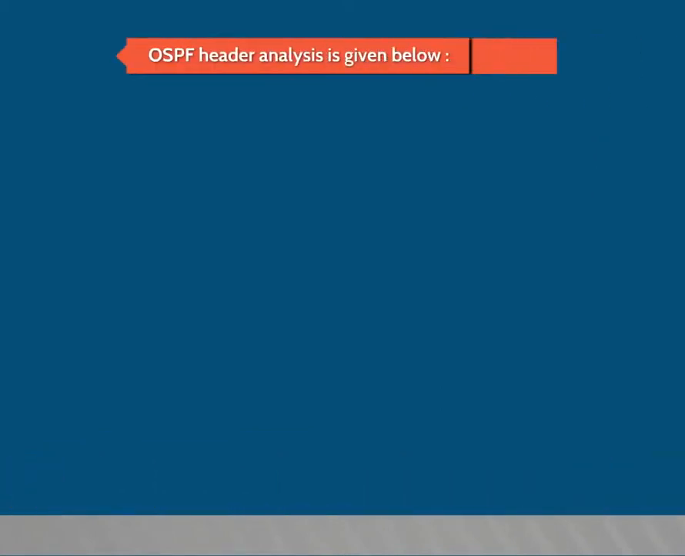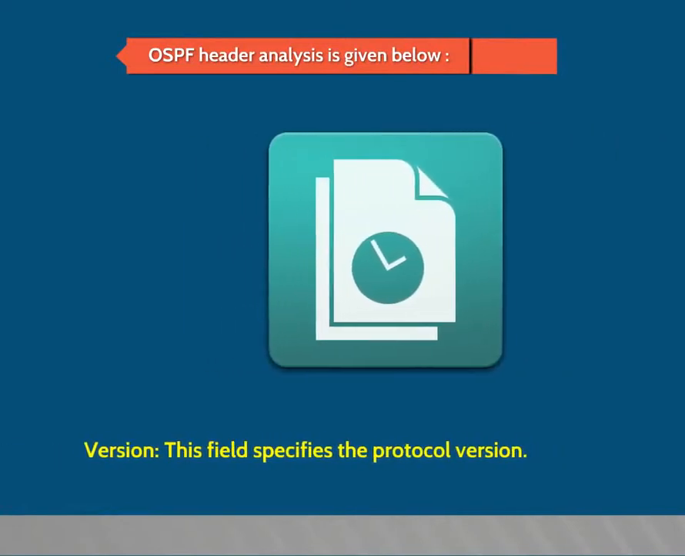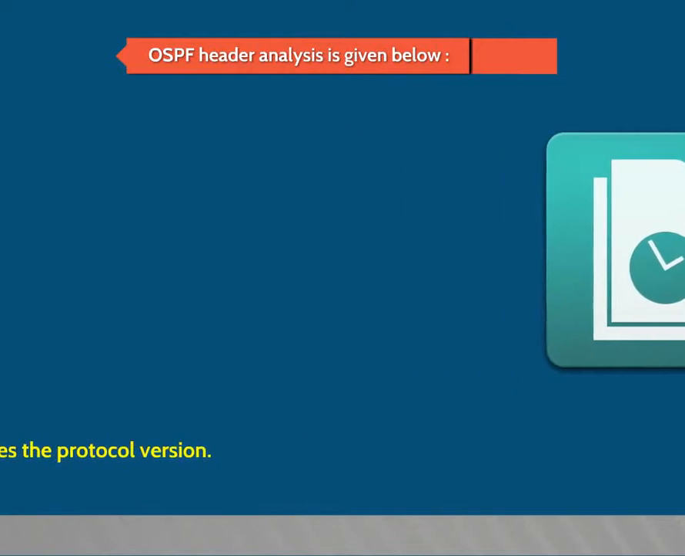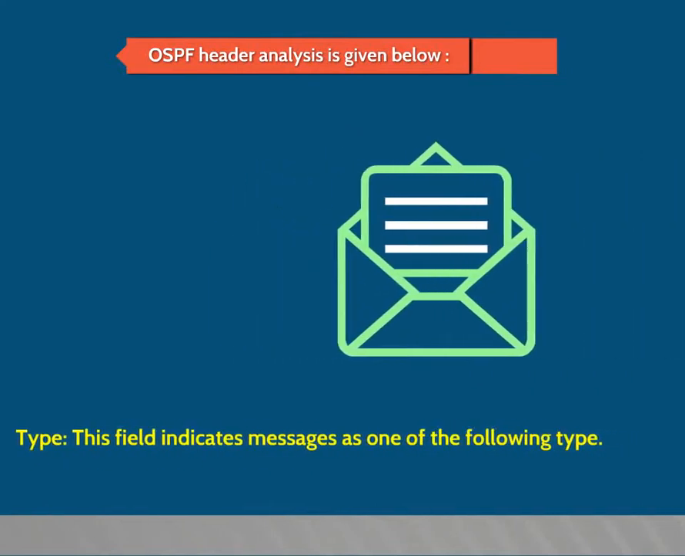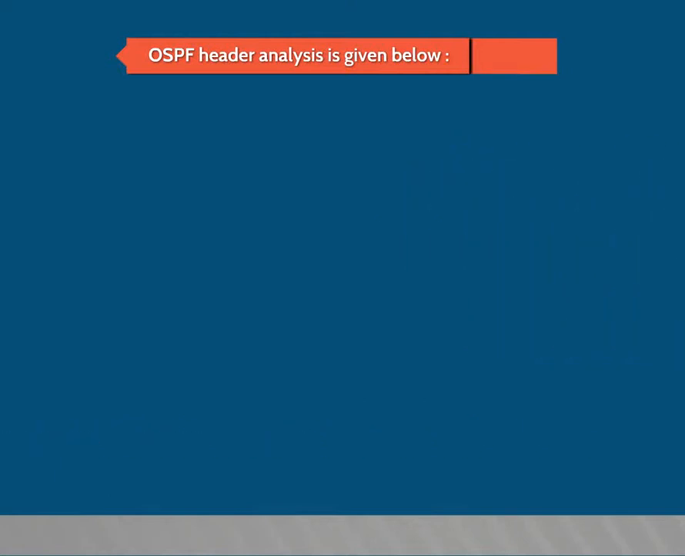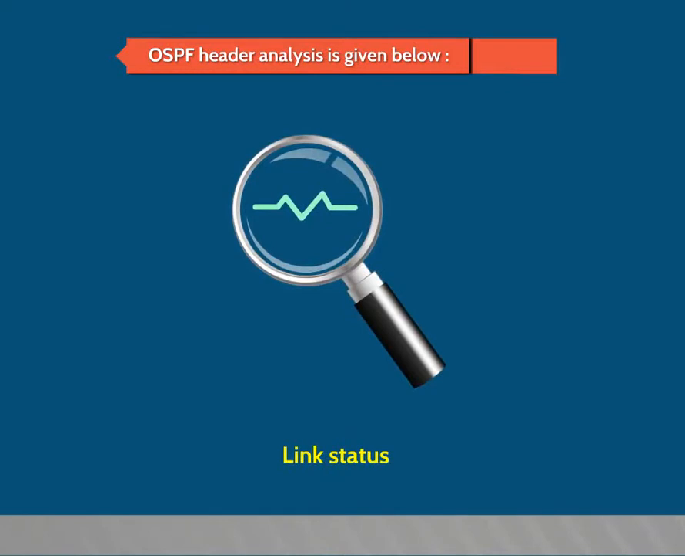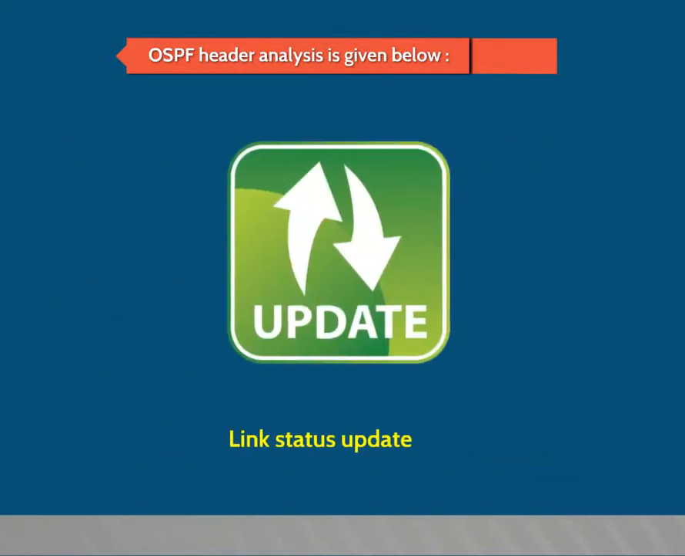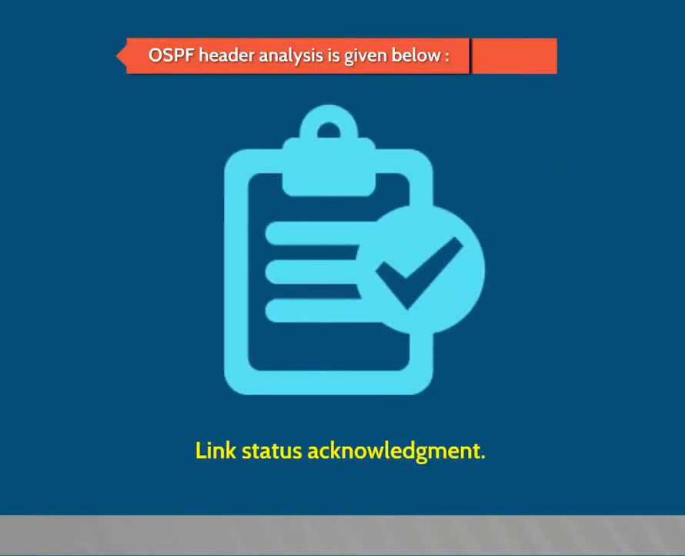OSPF header analysis is given below. Version. This field specifies the protocol version. Type. This field indicates messages as one of the following types: Database description, Link status, Link status update, Link status acknowledgement.